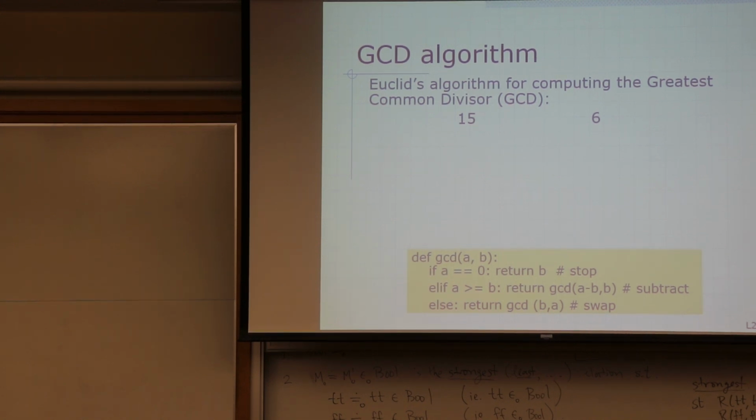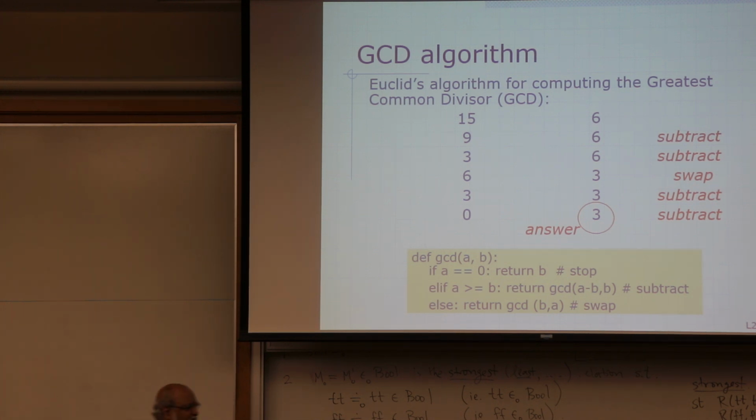Does anybody remember the algorithm? Subtract, so you get 9 and 6. Subtract again, you get 3 and 6. Oops, the first argument became smaller, so you swap, right? 6 and 3, and now you subtract again, 0 and 3, now you found the answer. 3 is the greatest common divisor of all those things. This is the Python program for doing this.